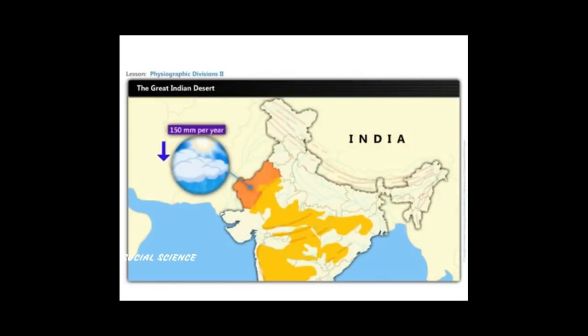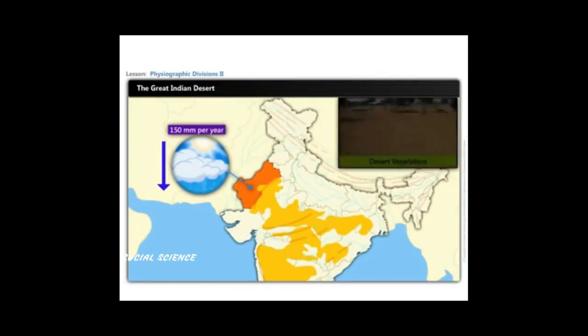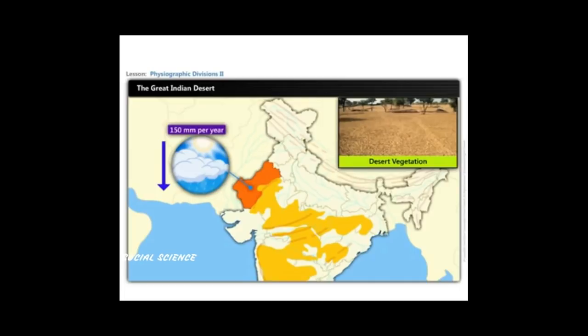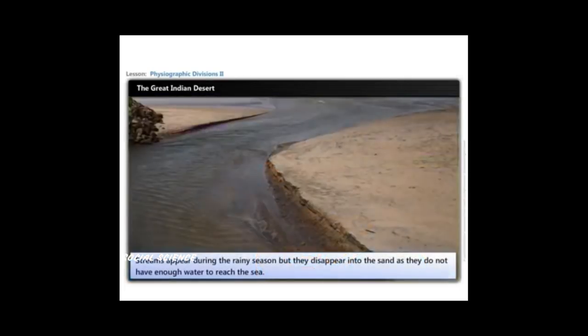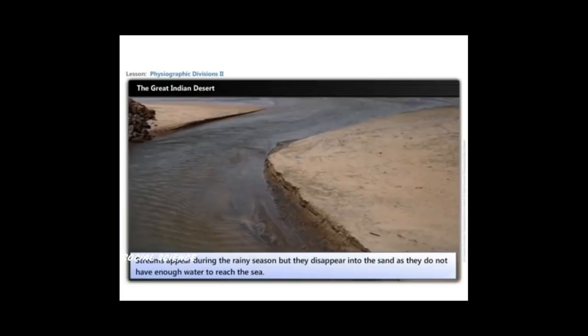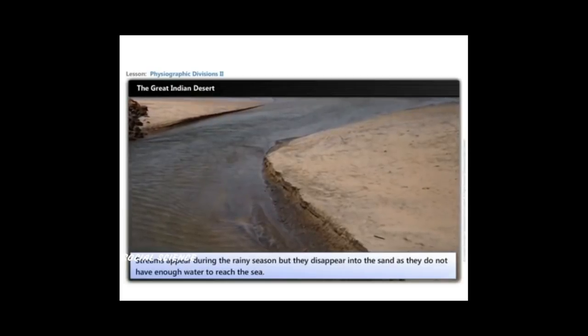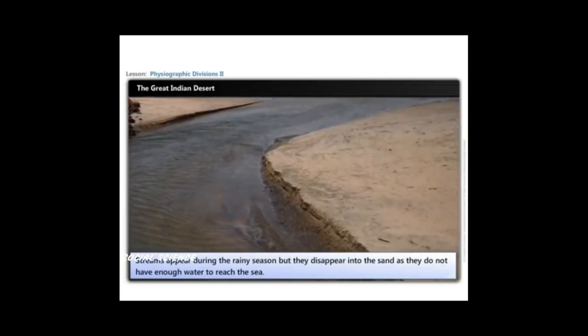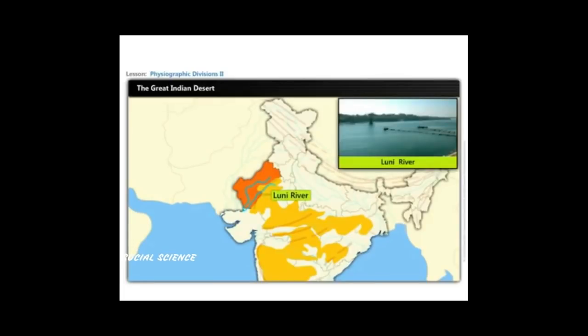This region receives very low rainfall, about 150 millimeters per year. It has arid climate with less vegetation cover. Streams appear during the rainy season, but they disappear into the sand as they do not have enough water to reach the sea. Luni is the only large river in this region.